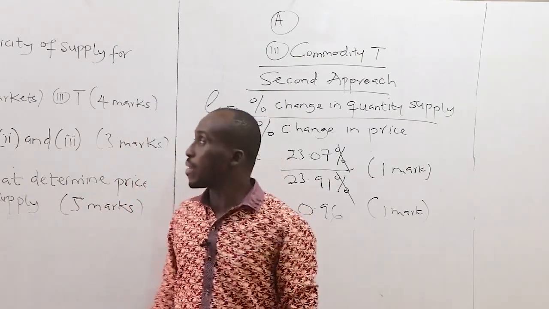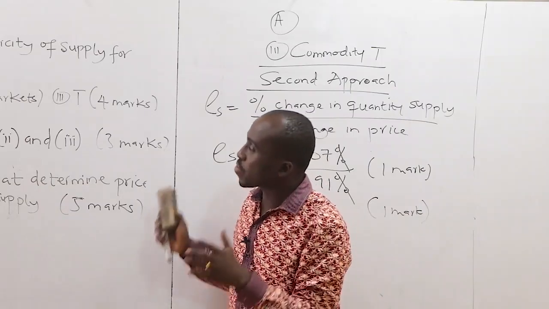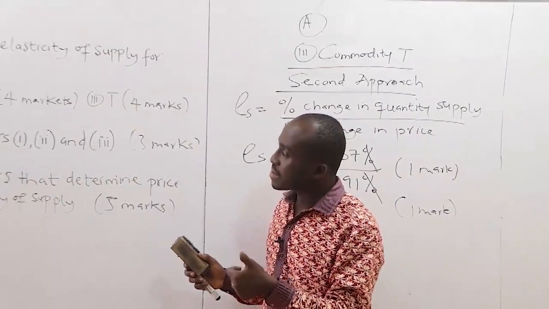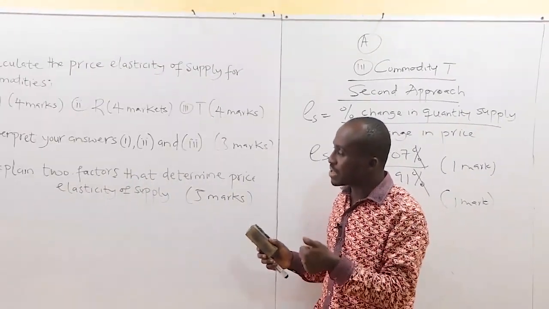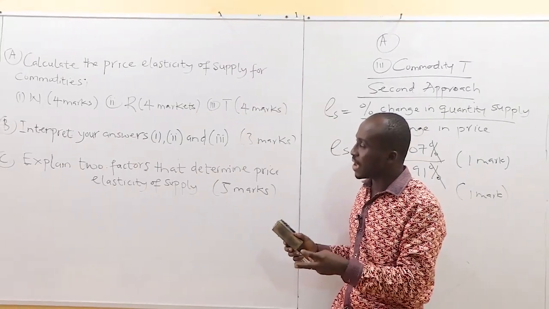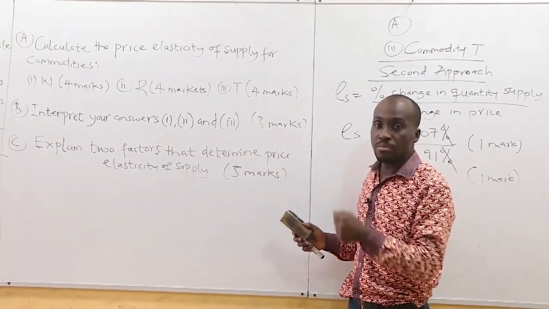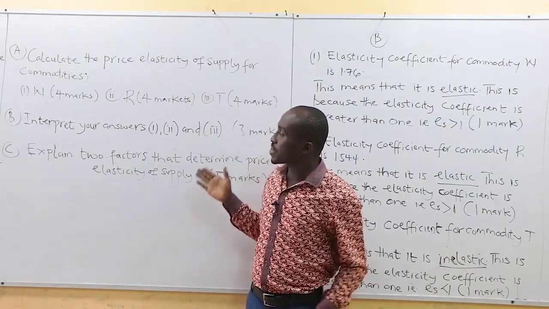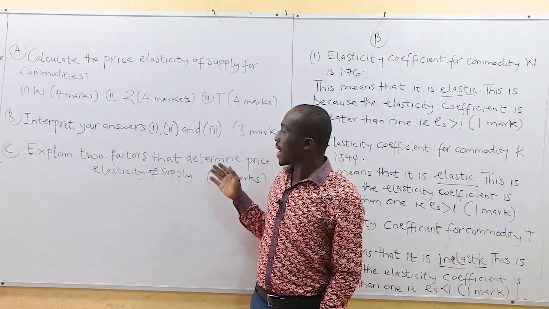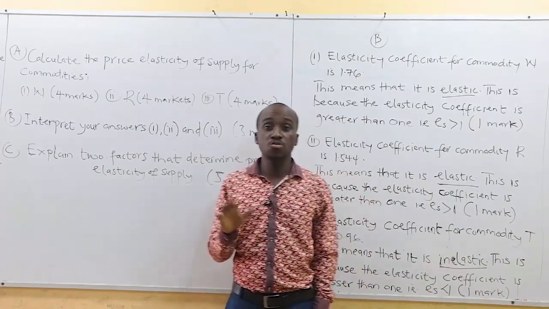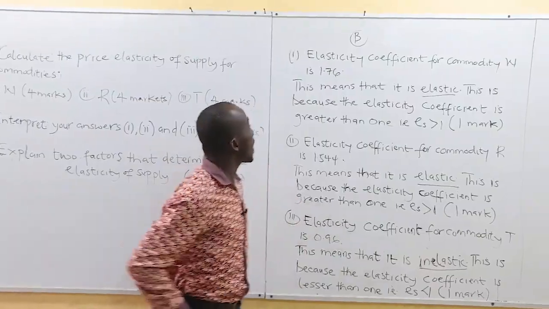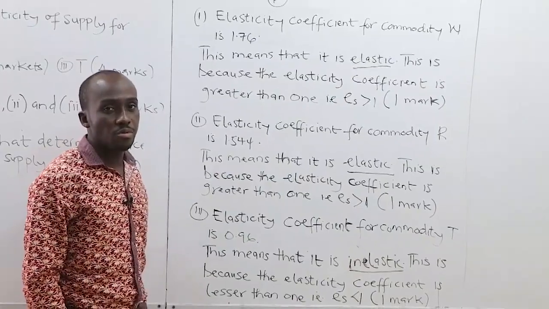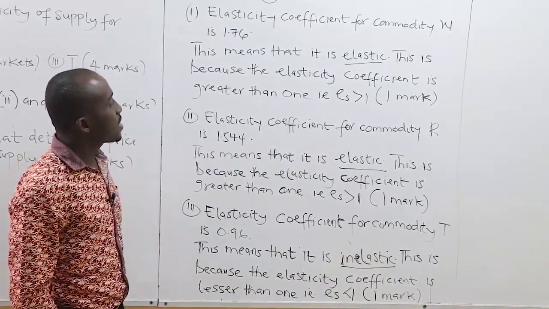So you have seen the A part, you have calculated the price elasticity of supply for commodities W, R, and T. The next thing is to interpret. The B says, interpret your answers in I and II for 3 marks. So for B, you're supposed to just interpret, right? So let's see I. The elasticity coefficient, remember we got 1.76, you remember very well. So it means that it is elastic.